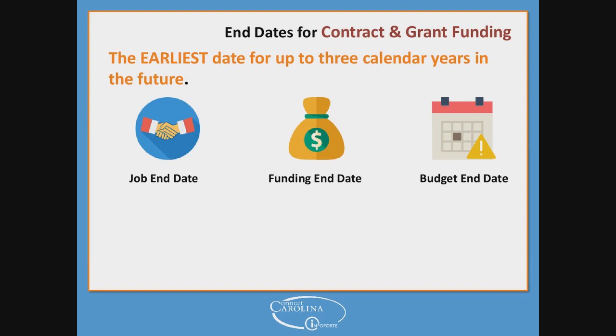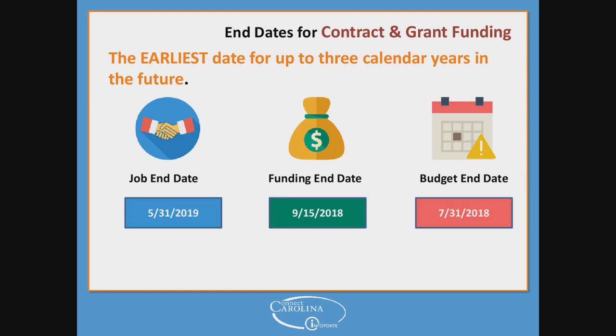So looking at our end dates, we're going to use the same sort of example. So we have a job end date for this person of May 31st, 2019, so a little over a year from now. The funding end date is September 15th of 2018, and the budget end date is July 31st of 2018. So the system is going to use the July 31st of 2018 because it's the earliest. And there may be more funds coming. They may extend another budget period, but what the system shows right now is that this is the end of the budget period. So we can only project out through the time that the system says we can.